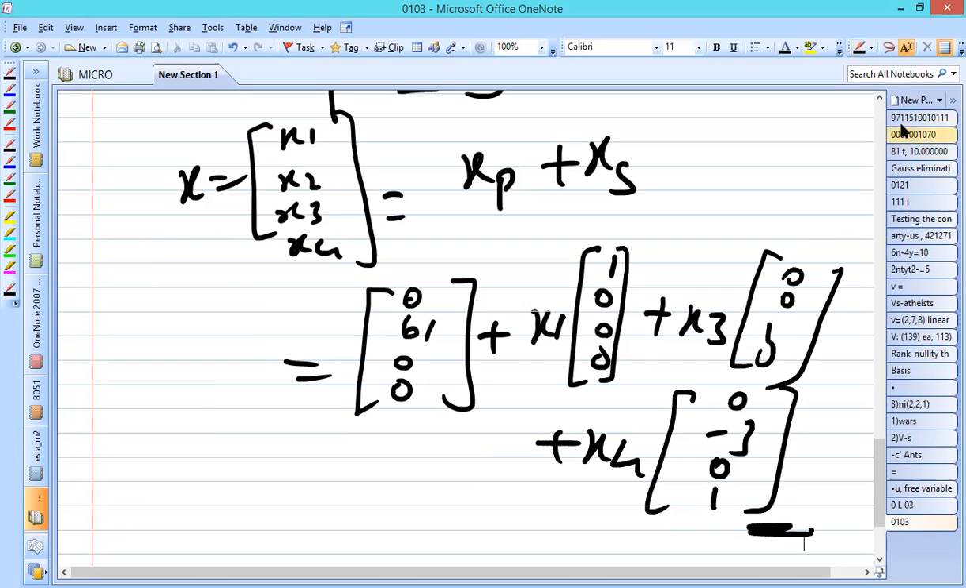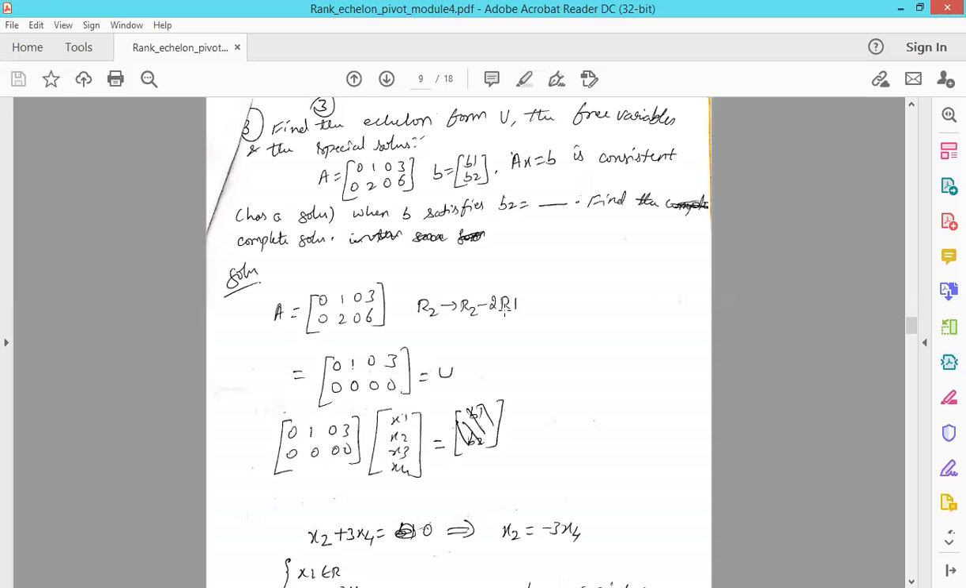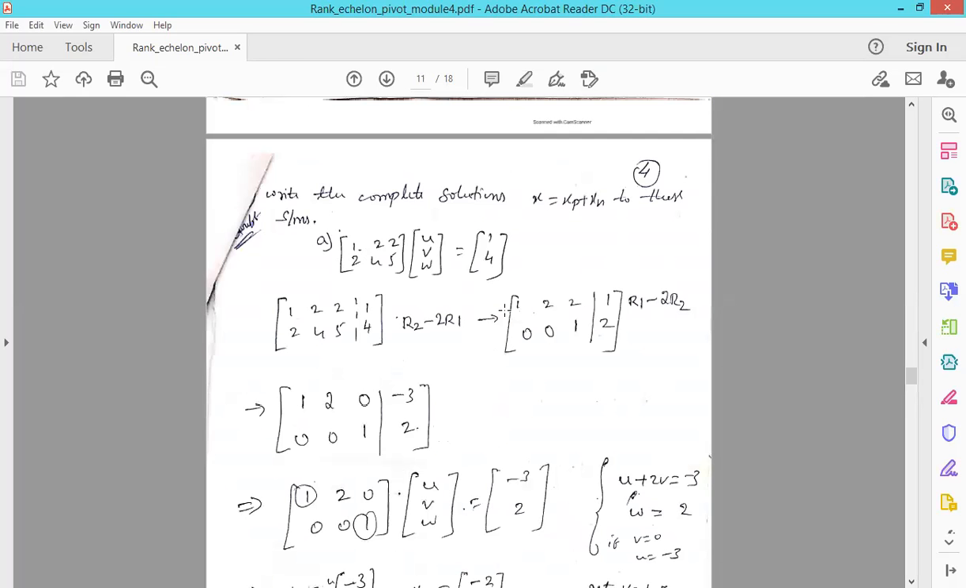So now in a similar way we are going to take up the next problem. Write the complete solution x is equal to xp plus xn to the system defined by the matrix with rows 1 2 2 and 2 4 5, multiplied with UVW, which is equal to 1 4. So for this given system, we have to find the complete solution.